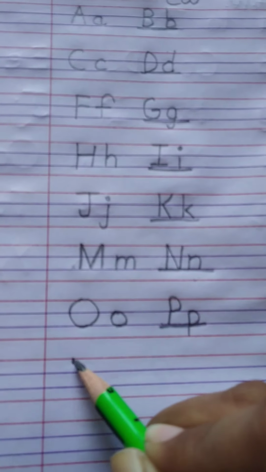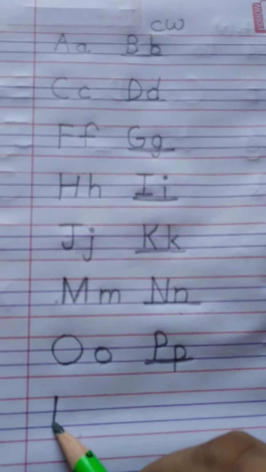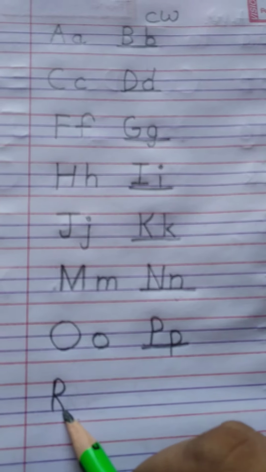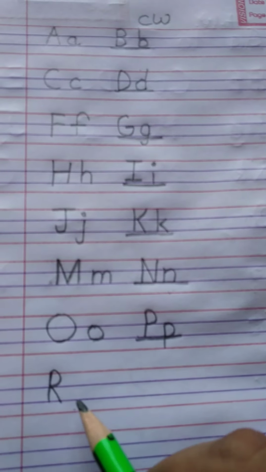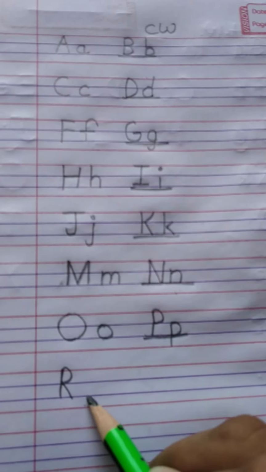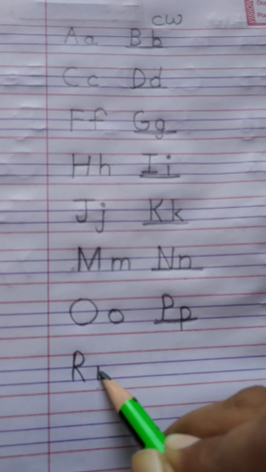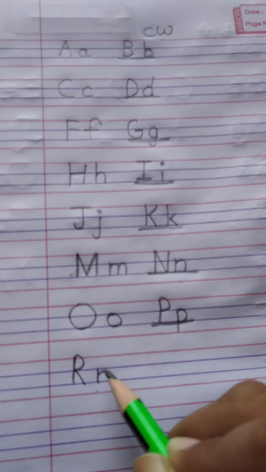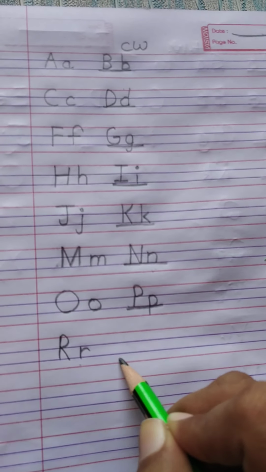What is the sound of R? R. Standing line, half circle, slant line. This is capital R. Now small r, in which line? Blue line. Standing line, curve. This is small r. Now after R, which letter?